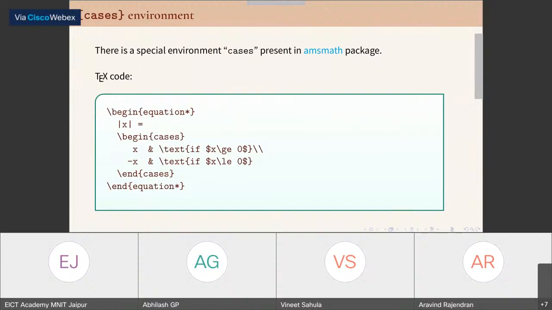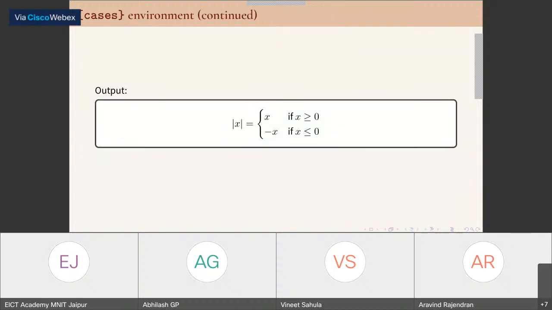Our next topic is the cases environment. This environment is defined in the amsmath package. You can see the TeX code: \begin{equation*}, content, and \begin{cases}. Ampersand is used between the equation and the condition. You can see the output very beautifully. The equation and the condition are aligned with the ampersand symbol.